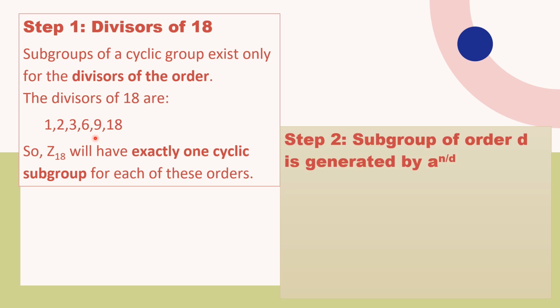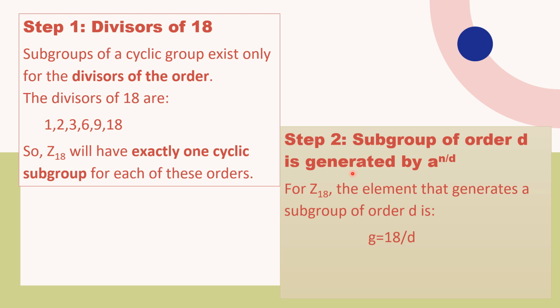Then what do we need to make the subgroups? We need a generator, right? So what is the generator? For a subgroup of order D, it is generated by a raised to n by d, which again comes from that theorem. So what does this mean? For Z18, the element that generates a subgroup of order D is g, the generator, which is 18 divided by D, n divided by D. This is what we did from that theorem. So the order of the group divided by the order of the subgroup is the generator of the subgroup.